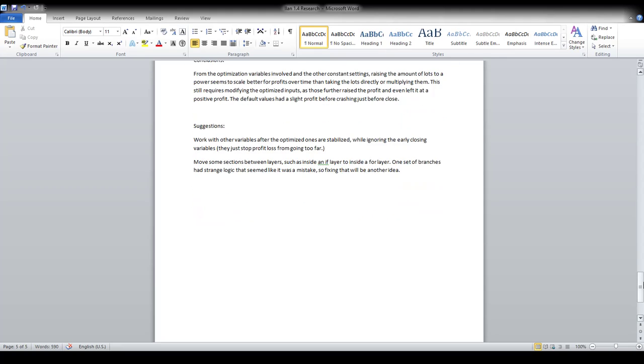My suggestions for working with this are to work with other variables after the optimized ones are stabilized, while ignoring the early closing variables, since they just stop profit loss from going too far. What I mean by this is that some variables, if they're set to true or false, or some are allowed to set values so that if the profit goes too low, it'll automatically close and try to recover, but from there it's pretty much a safety net that we're already so far below a profit that it doesn't really matter.